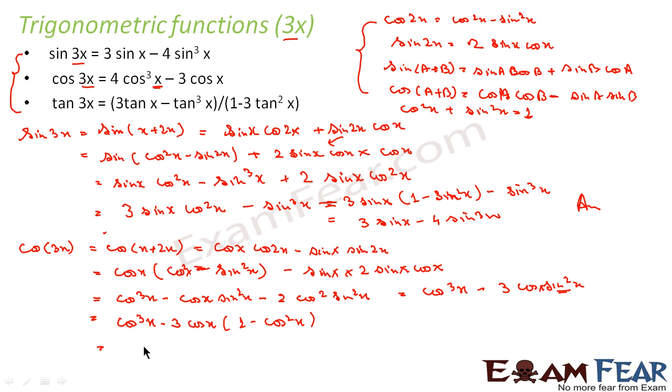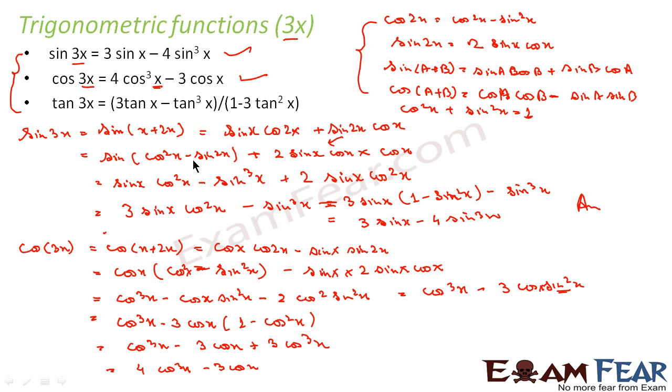So this guy is equal to cos cube x minus 3 cos x plus, this minus and minus become plus 3 cos cube x. So this becomes 4 cos cube x minus 3 cos x. So we have proved these two formulas. We have just expanded this. We have made sure that nothing is in the form of 2x.